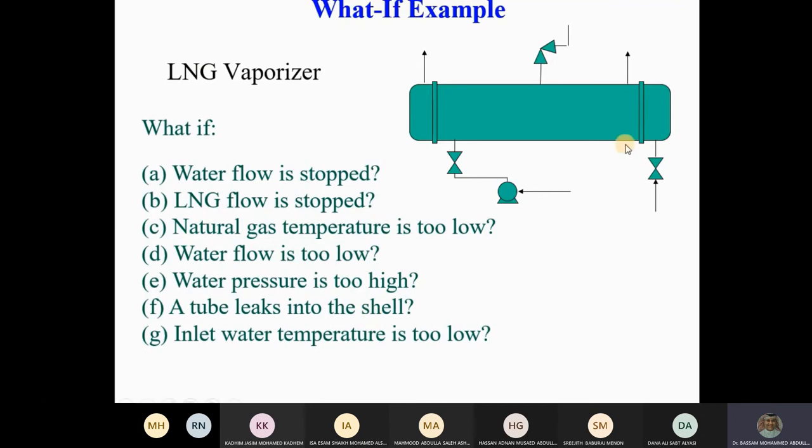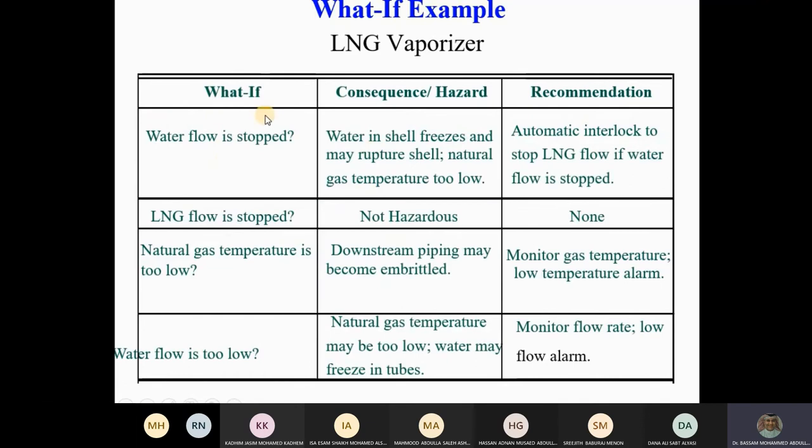And for example, giving an example here, what if the water flow stops? What if the liquefied natural gas, which is very cold, is stopped? What if the natural gas temperature is too low? What if the water is too low? What if the water pressure is too high? And then you come up with all of your what-if questions, and ask what the consequence is.